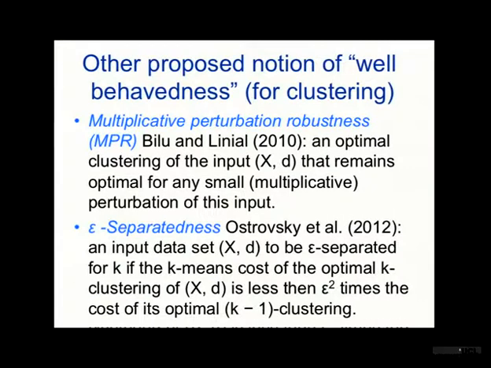Another interesting condition, epsilon separatedness, was proposed by Ostrovsky and a group of other people. They actually looked at only one problem, the clustering problem, k-means clustering. They ask, when do I say that my input is really a clusterable instance with respect to k-means? They say it's a clusterable instance with respect to k-means if the cost of the k-means clustering is much better than the cost of the k minus 1 means clustering.